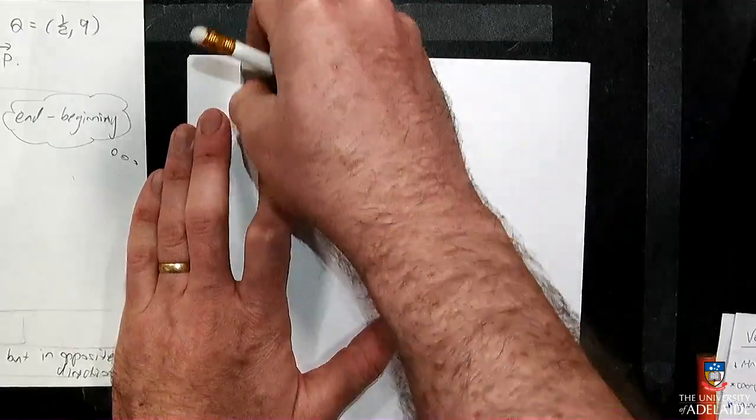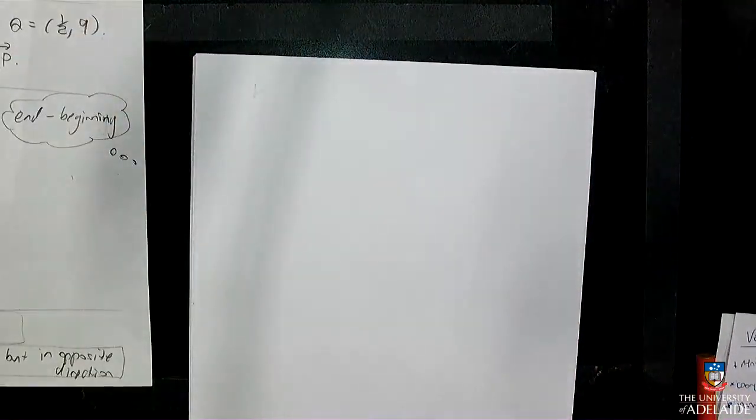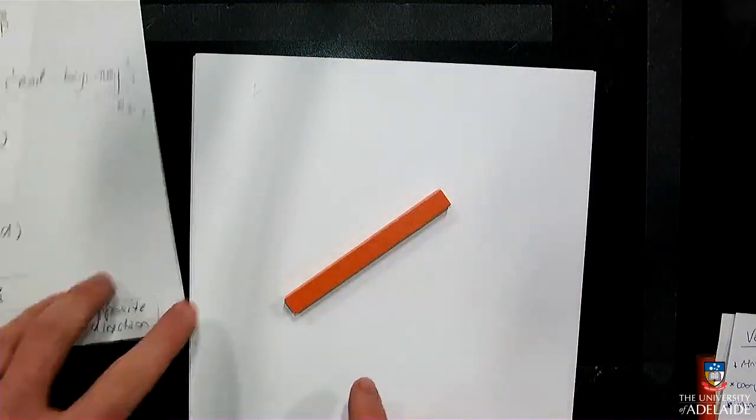Well, let me just draw a picture. What if this was a vector? I know it doesn't have an arrow. Well, actually, just a second.